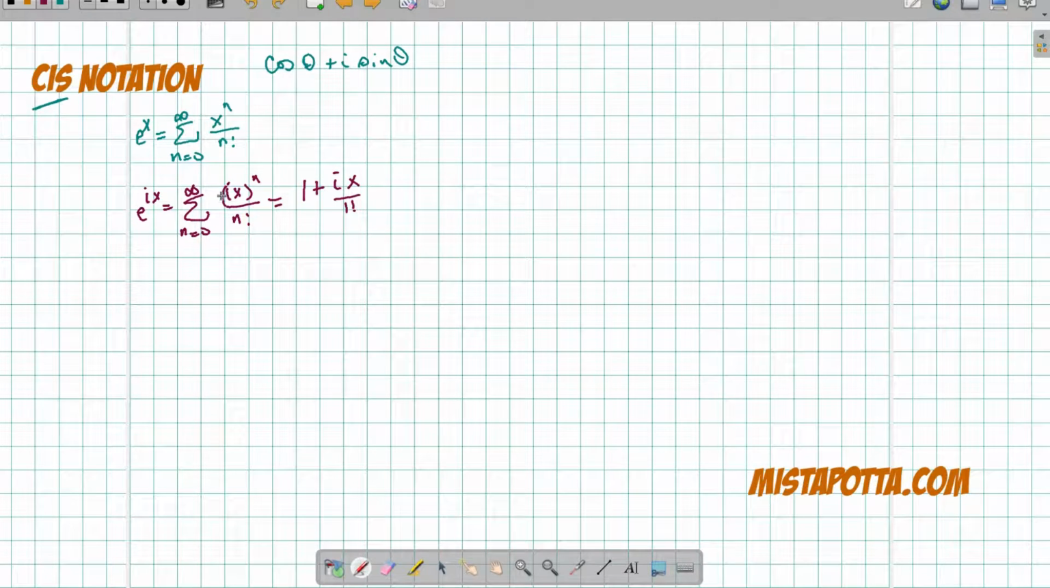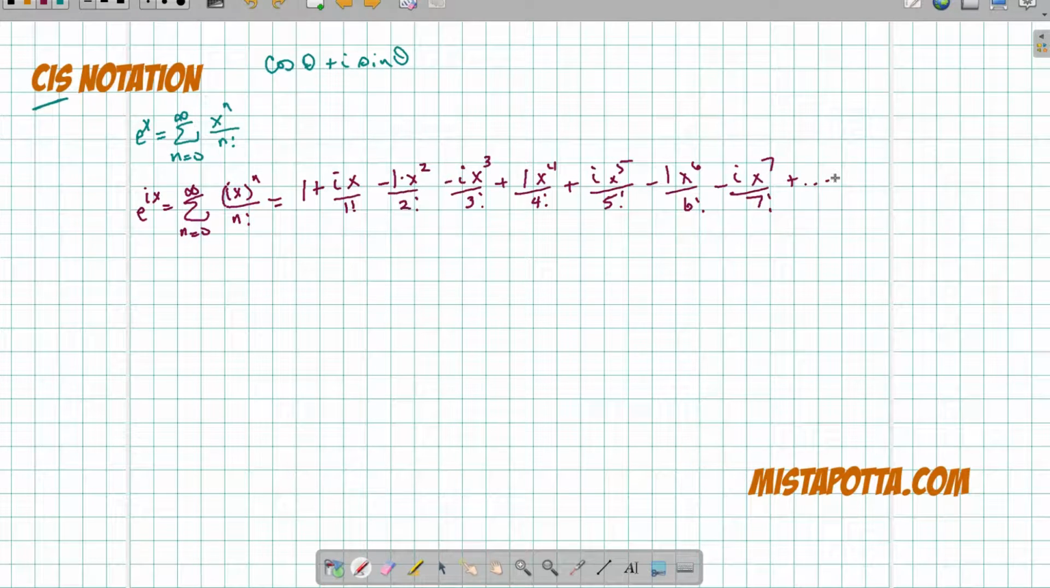Then if I take square, i squared is going to be a negative 1 x squared over 2 factorial. i cubed is negative i x cubed over 3 factorial. And this pattern is going to continue: 1 x to the 4th over 4 factorial, i x to the 5th over 5 factorial, minus 1 x to the 6th over 6 factorial, minus i x to the 7th over 7 factorial, and of course this continues forever. What's important for me though is that I really have 2 different types of expressions here.